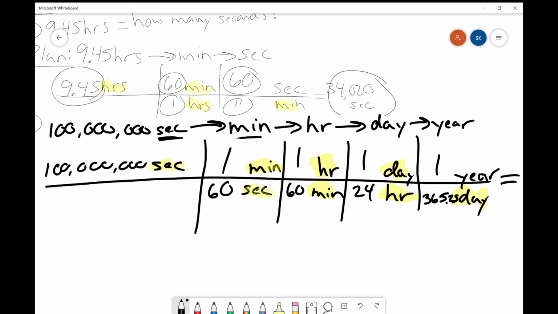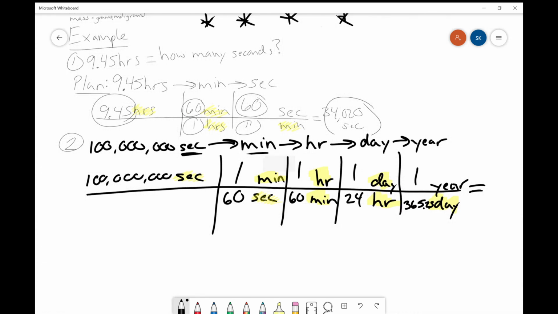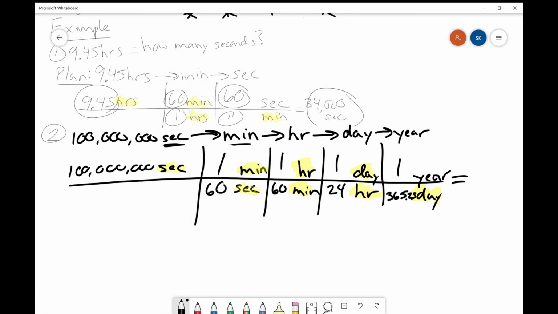All right, the last part of the problem is to do the math. And this is where people get a little bit confused sometimes. I think it's the easiest part, but the basic idea here is you multiply the numbers at the top together, which in this case is a little bit weird. It's 100 million times 1 times 1 times 1 times 1, and then you divide by the numbers at the bottom. So we want to divide that by 60, divide by 60, divide by 24, and then divide by 365.